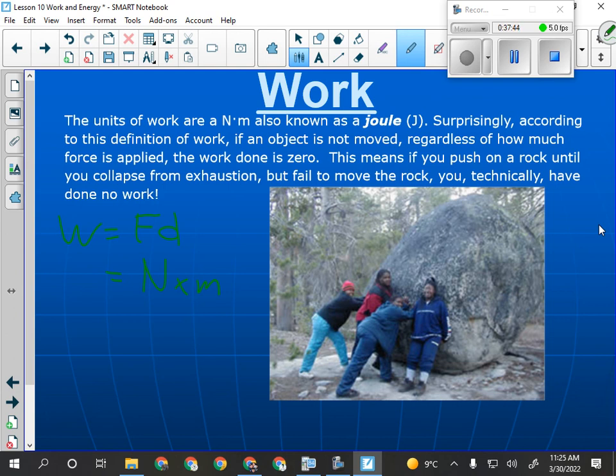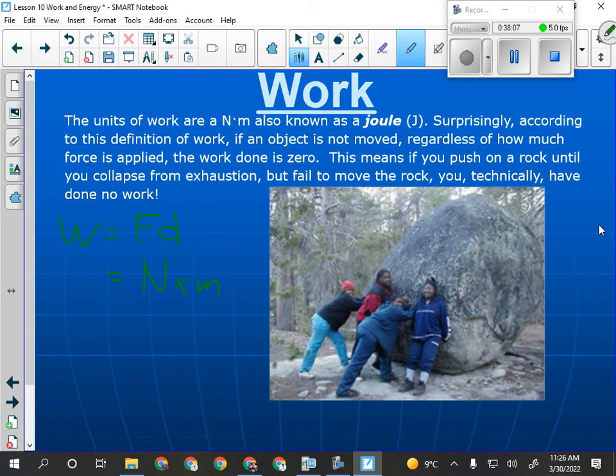Okay. So they haven't done any work on the rock because they haven't changed the mechanical energy of the rock. They have, however, changed the thermal energy of the area by exerting a force on the rock that has resulted in them expending energy. So there's work being done if I push on something and it doesn't move. But the work being done is actually on me.